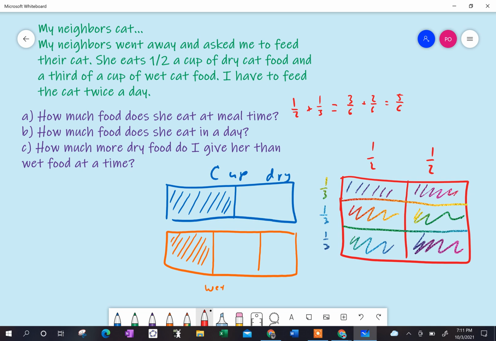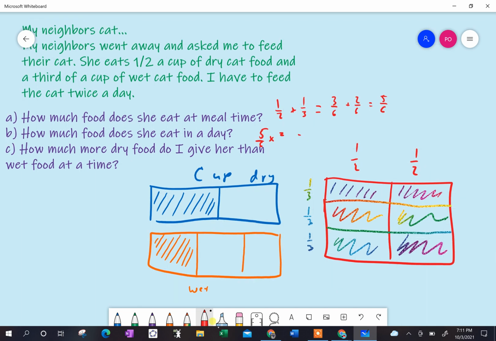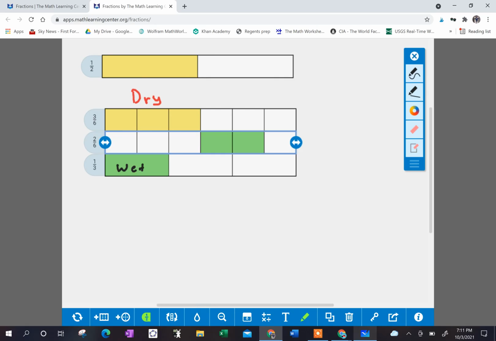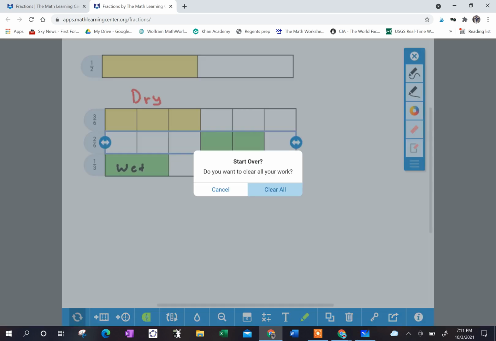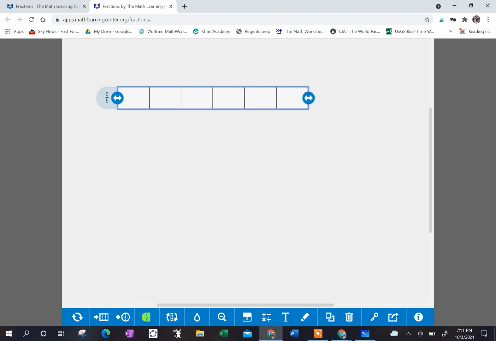So the second question is, how much food does she eat in a day? Well, she eats twice a day. So it makes sense to say 5/6 times 2. But I'm not really sure how to multiply fractions. But I also know that if I were to go back here, I could just say she eats 5/6 twice a day. So let's see. Here's 5/6. I'm actually going to duplicate it. This is what she eats. She eats 5/6 twice a day.